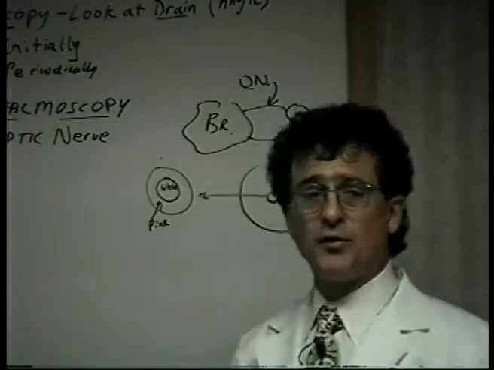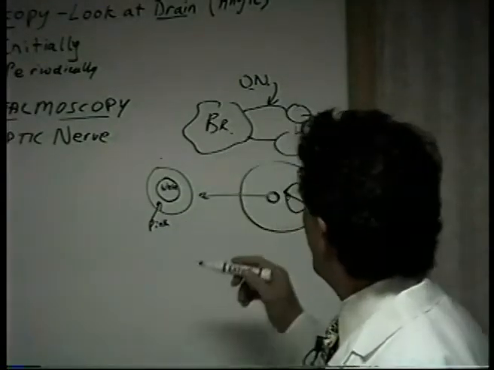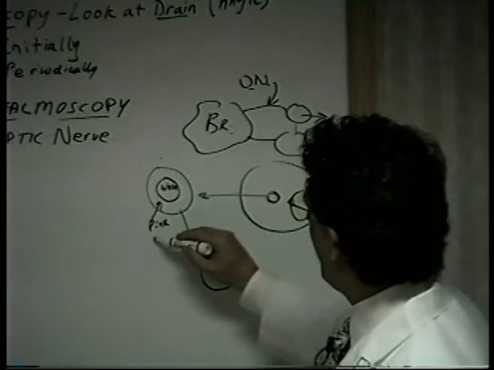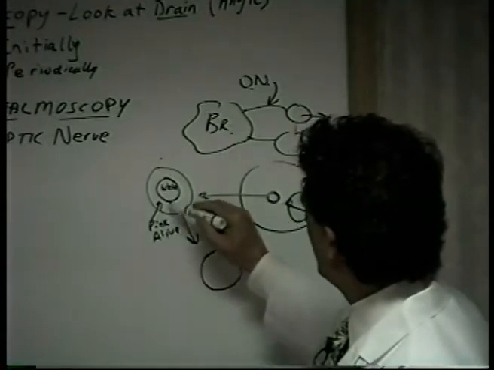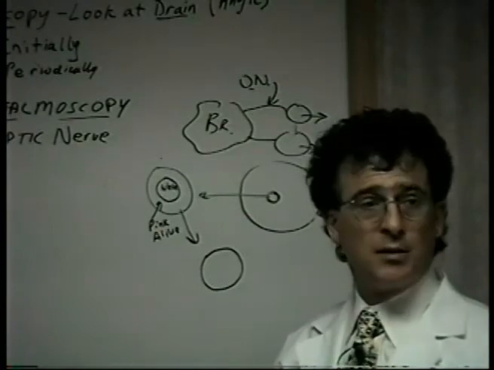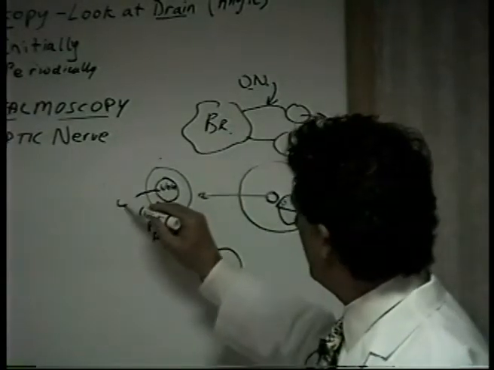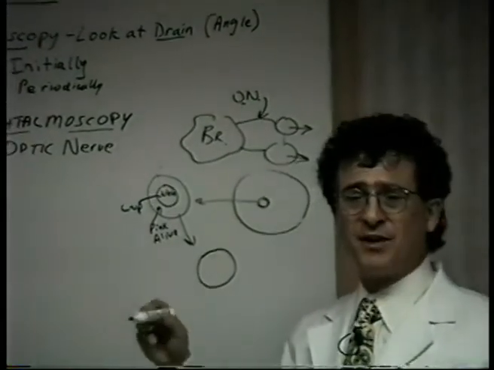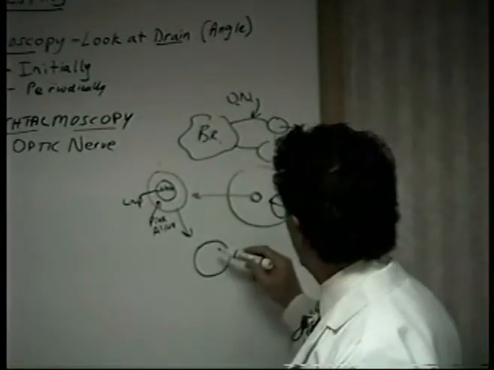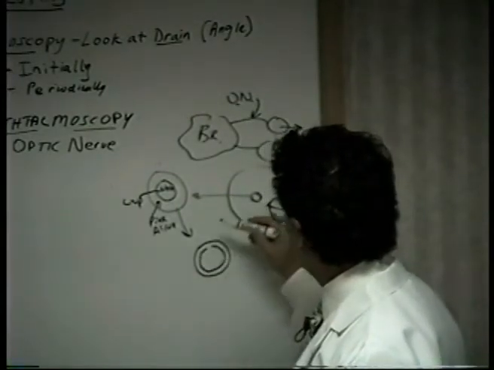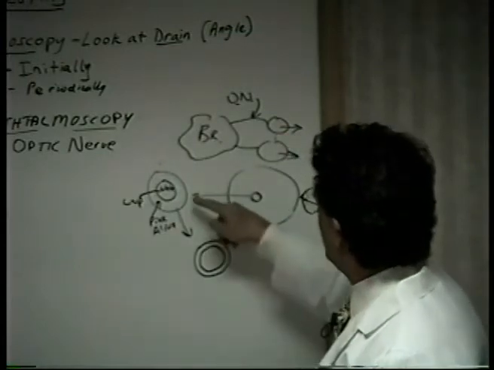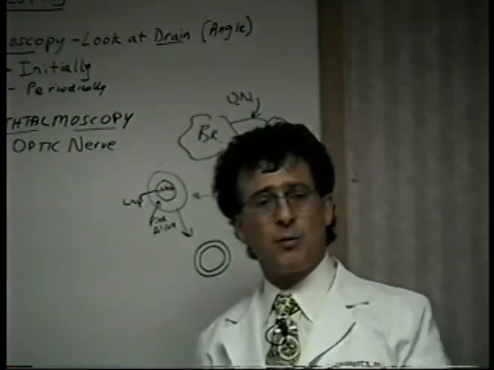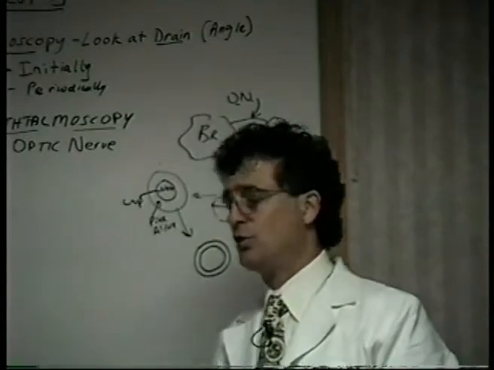What we want to look for is change over time. If it looks like this one year, and the next year, remember the pink is the alive tissue. What do you think would happen if you lost some alive tissue? The cup gets bigger. More precisely, the rim gets smaller, but we talk about the cupping. Let's say next year it looks like this. If we see this happening, and a couple years later it looks like this, we say their glaucoma got worse, because remember, we define glaucoma by the optic nerve damage.